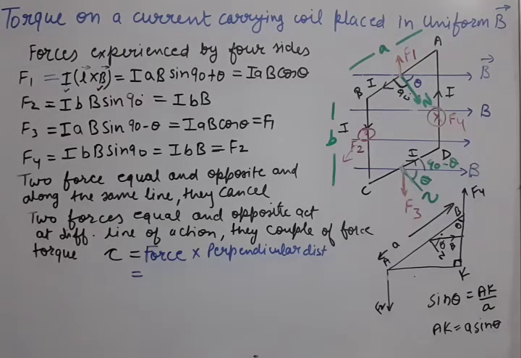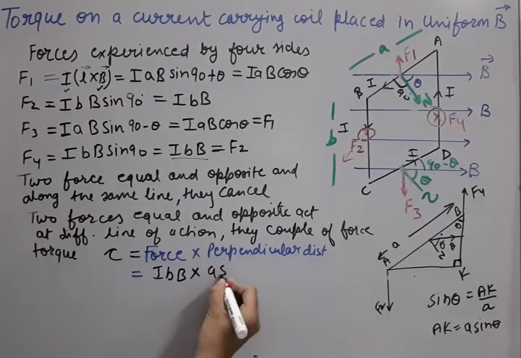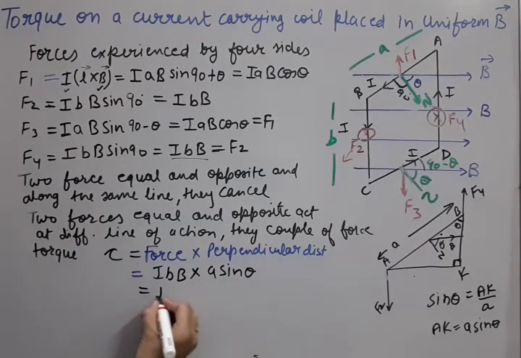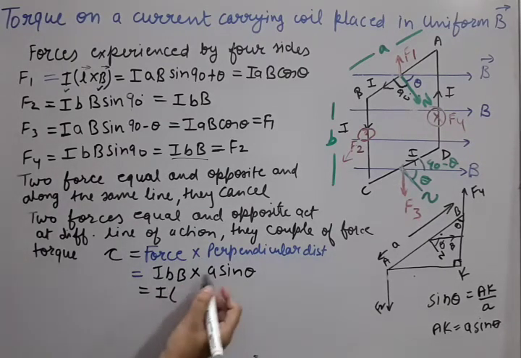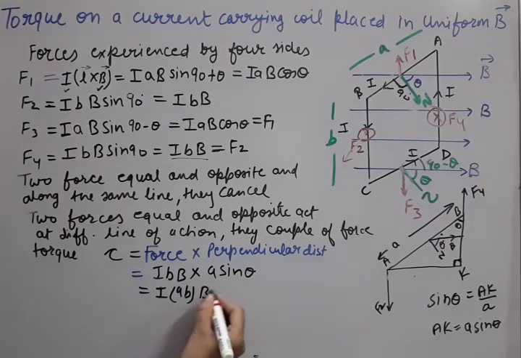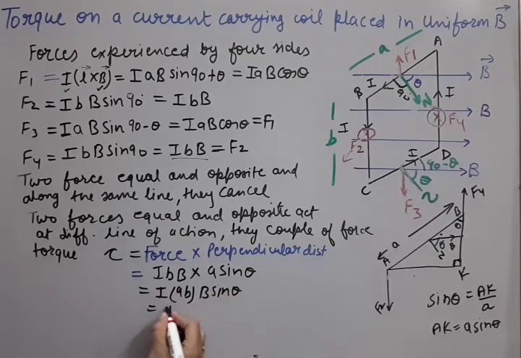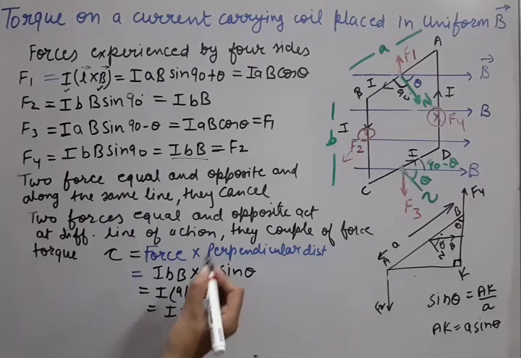This I am going to put now in the torque formula. Torque is formed by two forces. Two forces means F2 and F4. What was the value of F2 and F4? It was IAB. So I am putting here IBB value, and the perpendicular distance, A sin theta, is obtained. Now the derivation is almost ending here. A into B I can take together. A into B is the area, capital A, the area of the coil.